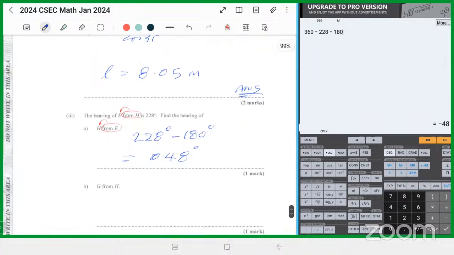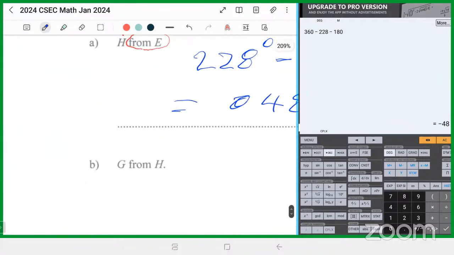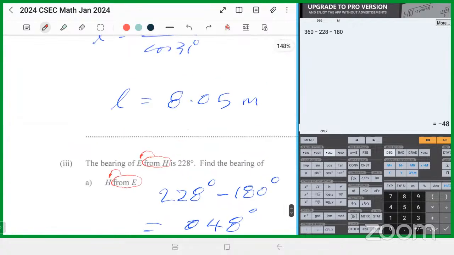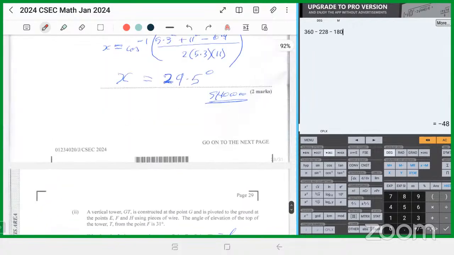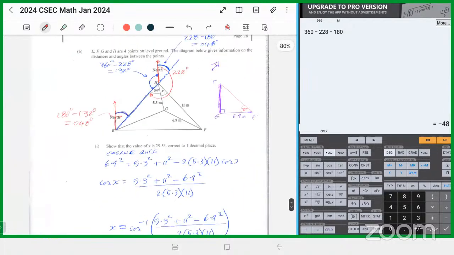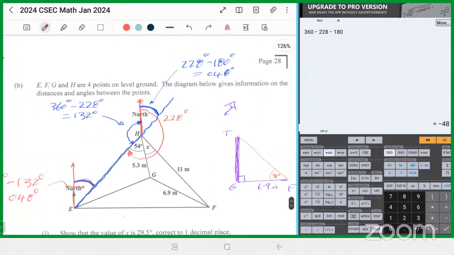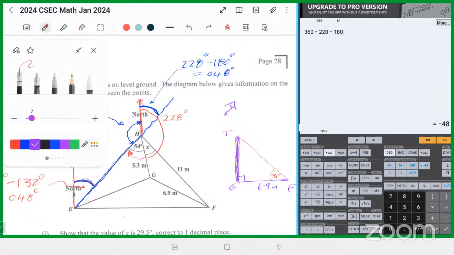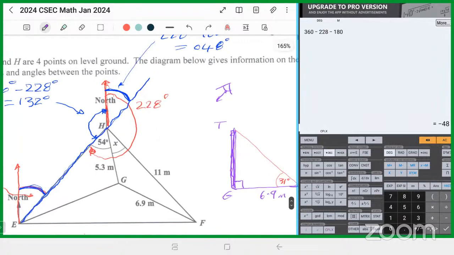Next angle I want is the bearing of G from H. Let's look at it. Make sure you mark the correct angle. It's from the position H to G. Bearings always measure from the from position. Just mark it on the diagram and see what angle that is. From H to G, so it's from here to here. Let's mark that angle in purple. From H to G will be this angle now in purple.